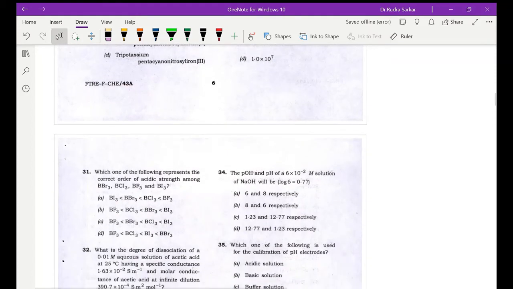Next question is, which of the following represents the correct order of acidic strength among the boron halides? Here we have to think in terms of back bonding. All the boron halides will act as a Lewis acid because boron has an empty p orbital. Now the lone pairs present on the halides can also be donated to the empty p orbital of the boron. So this p orbital is 2p, right?